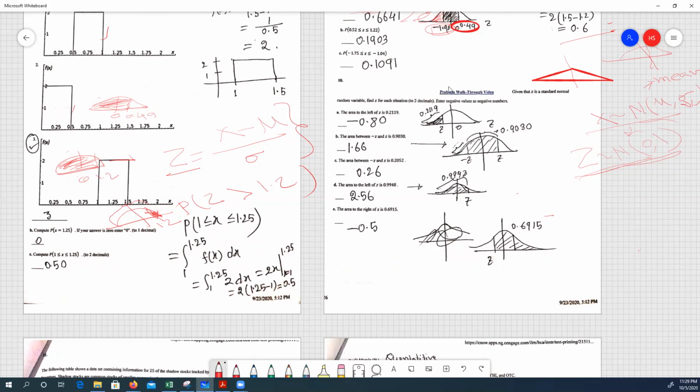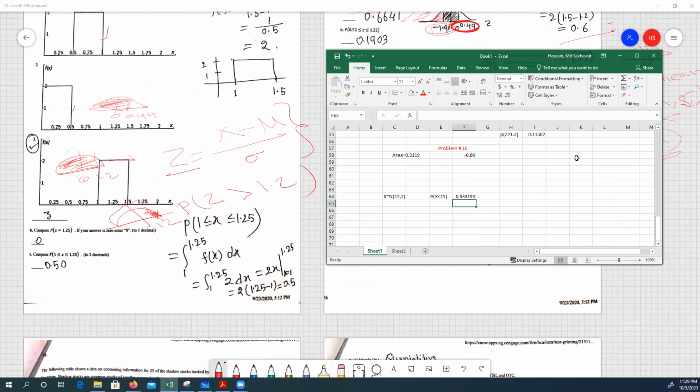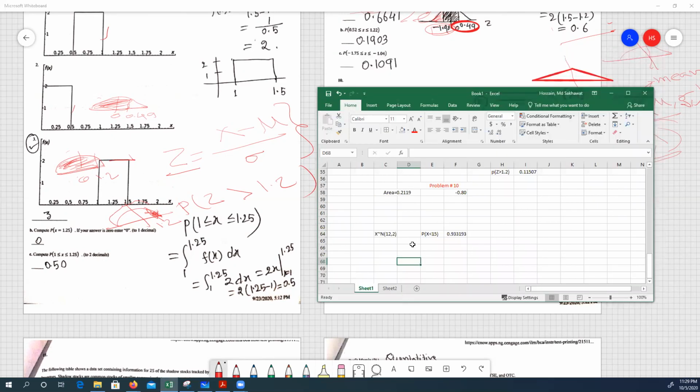In the previous example, the Z score was given, and you calculated this area. Now the area is given, and you have to find the Z score. So how can we find this one? We'll go over an example here. So the area is 0.2119. Okay, that's fine. So we have to find the Z score.